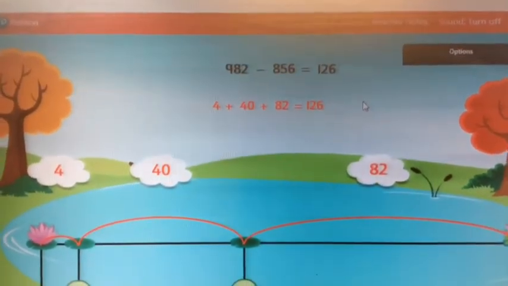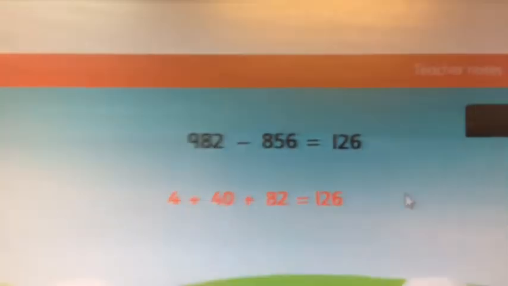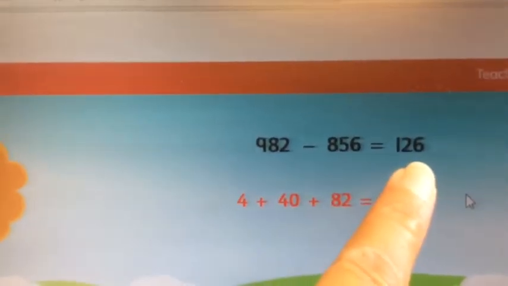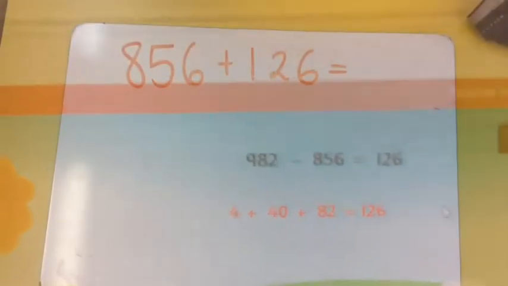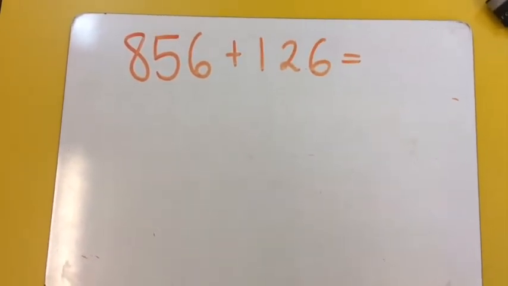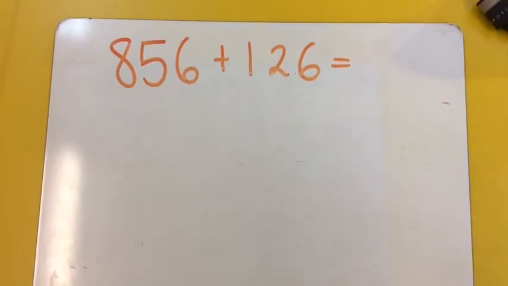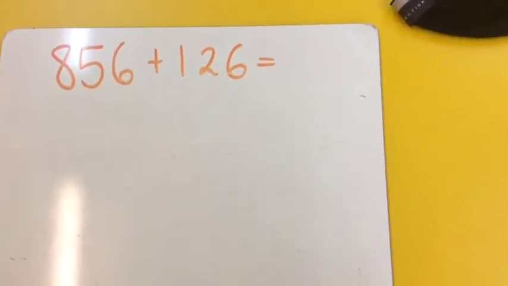How can we check it? Using the inverse. Does 856 add 126 equal 982? Can you check that for me? Remember, there are lots of different ways to do it. Did you get 982?